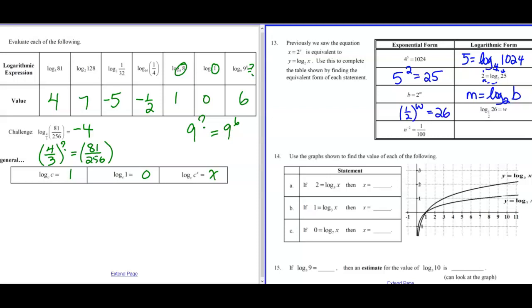So from here, again, you can do your little arrows. So 1/2 is your base. Value of the log is your exponent equals 26.